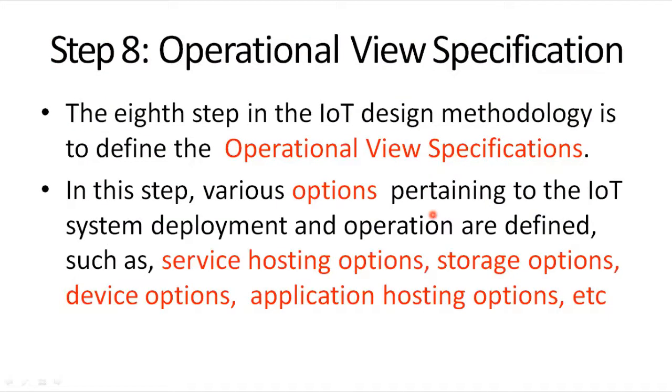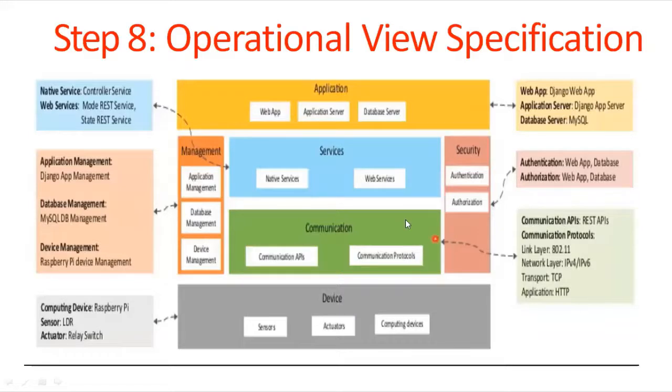And then the operational view specification. In the operational view specification, various options pertaining to IoT system management and system deployment operations are defined here: the service hosting option, the service storage option, the device option, and the application hosting option. These are all different options. For example, for this particular device, the computing device may be a Raspberry Pi, and then the sensor may be an LDR sensor, a light dependent sensor, and a relay switch.